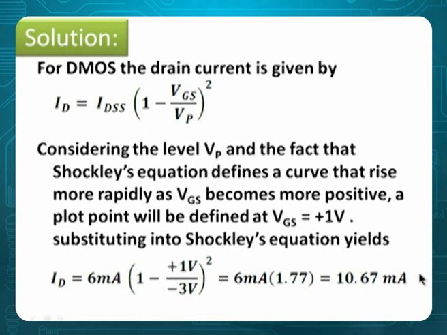As I told you, VGS can be positive or negative for both modes. So that's why in a D MOSFET, VGS can be positive or negative, but it cannot go beyond VP. If you go beyond VP, the current becomes 0.